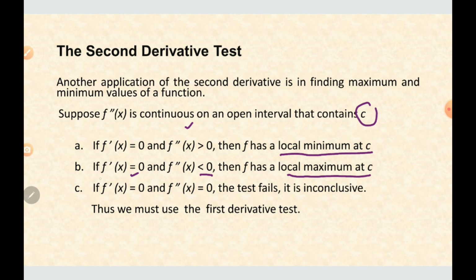And lastly, C, if f prime x equals 0 and f double prime x also equals 0, then we can say that the test failed. It is inconclusive. Therefore, how to solve? Thus, we must use the first derivative test.